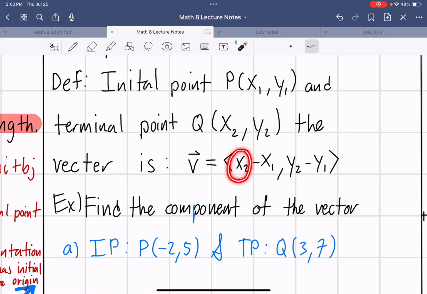Because we have to make sure we subtract them: terminal minus initial. In physics, there's a phrase that says final minus initial. That's how I always remembered it. Same thing for the x components and the y components. So we'll take the initial point, and I don't care if you remember if it's P or Q, but you do need to remember that it's known as an initial point and a terminal point. Let me write this in caps.